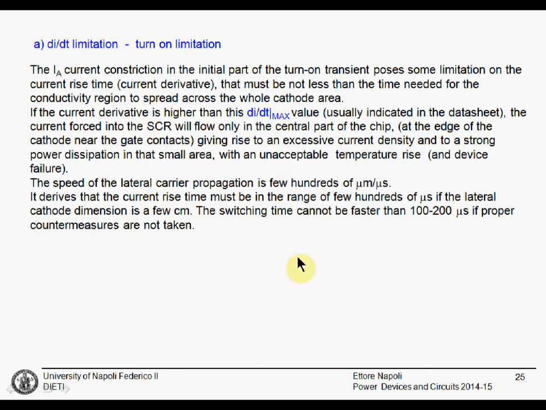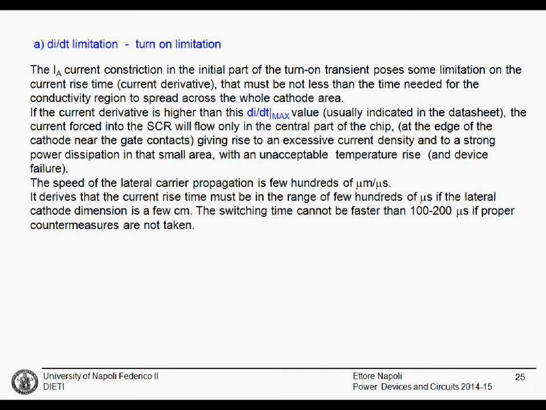The speed of the lateral carrier propagation is a few hundreds of microns per microsecond. This means that the current rise time must be in the range of a few hundred microseconds if the cathode dimension is a few centimeters. This is just a physical limitation. This means that the switching time cannot be faster than 120 microseconds.